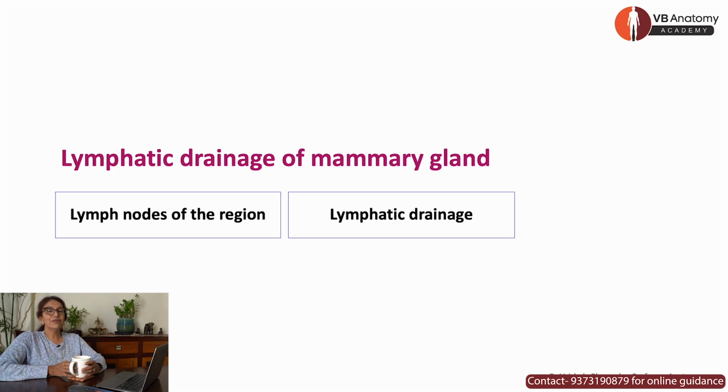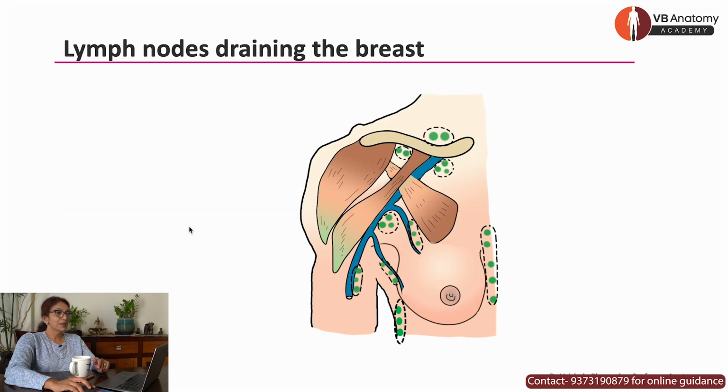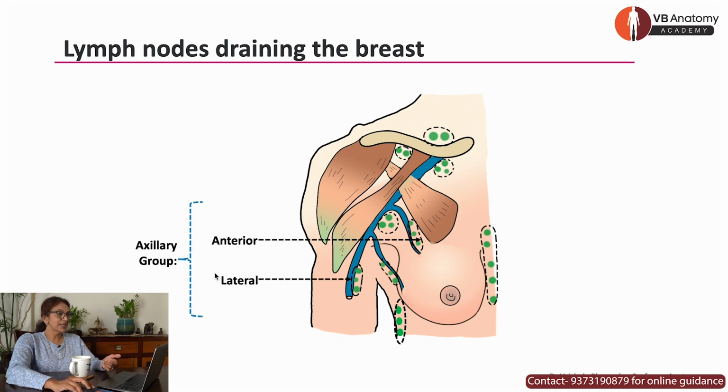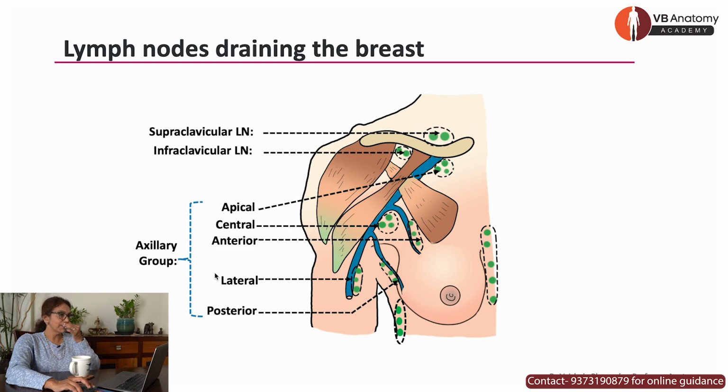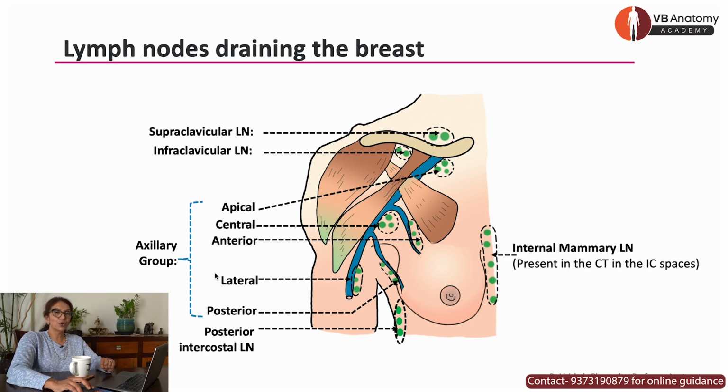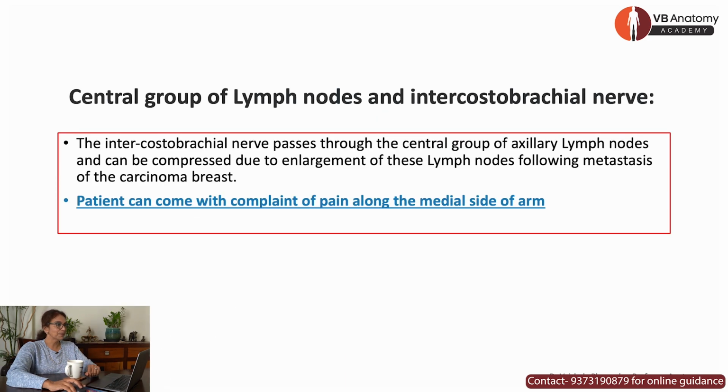With this, we come to lymphatic drainage of the mammary gland. So first I want to introduce lymph nodes, then we will talk lymphatic drainage. So what are the lymph nodes? Basically, lymph nodes are the axillary group of lymph nodes. So it's anterior axillary, posterior axillary, lateral axillary, central axillary, apical. There are also supra- and infraclavicular, medial internal mammary, and posterior intercostal lymph nodes. All these are relevant for drainage of the mammary gland.